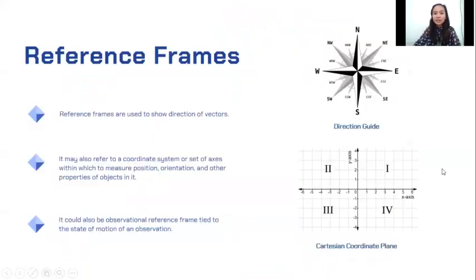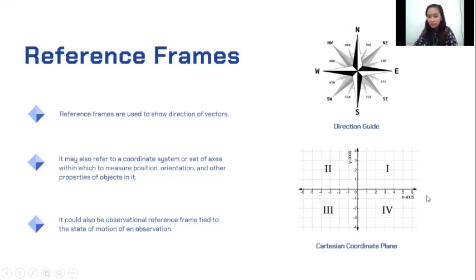Okay? Now, important to reference frames when we are talking about vectors. So, since reference frames are used to show direction of vectors, it may also refer to a coordinate system or set of axes. Okay? And then it could also be observational reference frame tied to the state of motion of an observer. So for example, we have here the direction guide. Okay? This is very useful in determining the direction of your vector. It could be north, east, west, or south.